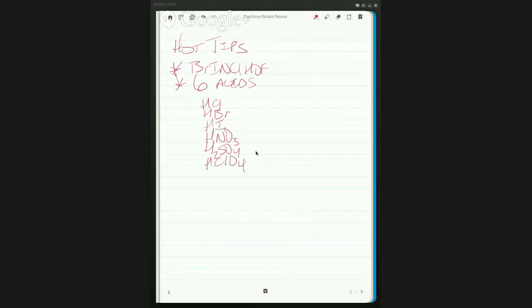And perchloric acid, HClO4. I don't have the notes right in front of me, but I believe those are the six acids that you're going to need to know about. Make sure you memorize those.